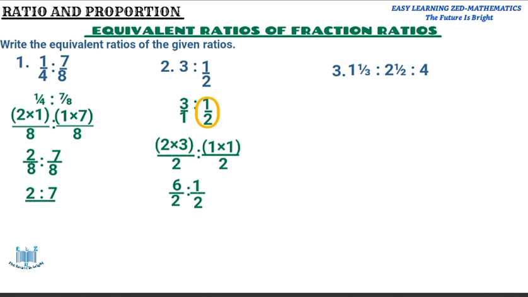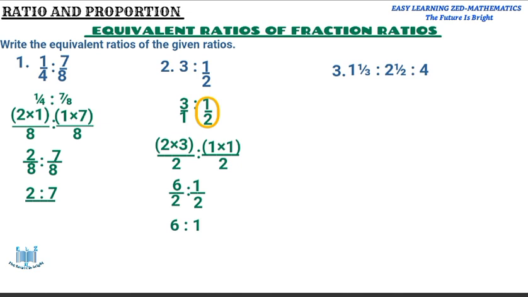So what I'm going to do is write 6 to 1. Okay, 6 to 1. So 6 to 1, that is the ratio I've gotten. So 3 to 1/2 is equivalent to 6 to 1. Okay, now let's go to question 3.